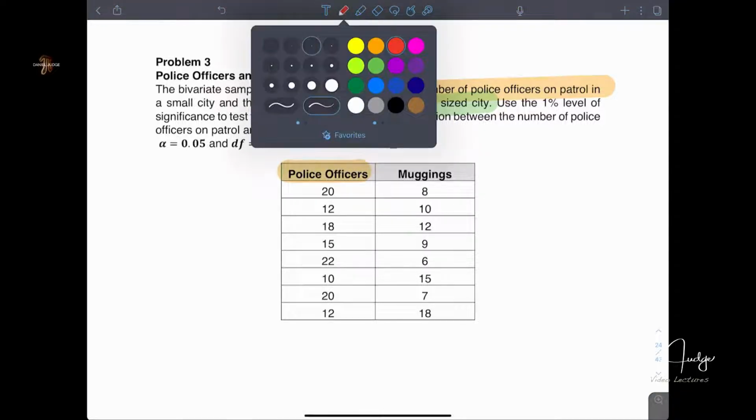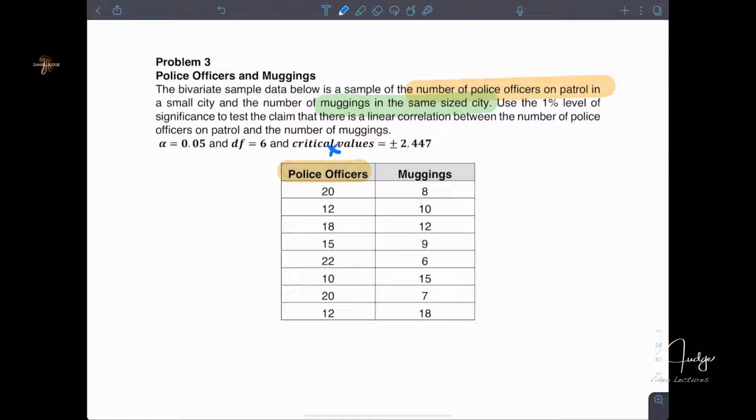This is your variable X. This is my independent variable. In theory, we can control that. So when there's 20 officers, there were 8 muggings. 12 officers, 10 muggings. 18 officers, 12 muggings. 15 officers, 9 muggings. 22 officers, 6 muggings. 10 officers, 15, and so on.